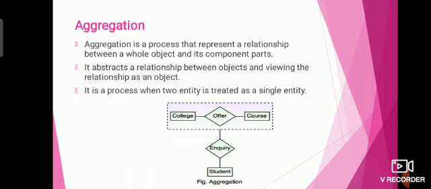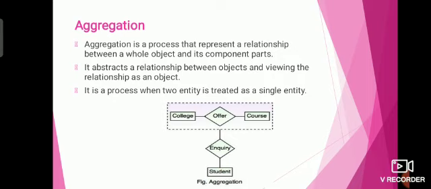For example, college and course. College has the relationship offer with the course. College offers course. And the student is an outside entity. Student will inquire about the college or the course to the previous aggregated entities. So the student will have the relationship inquiry.